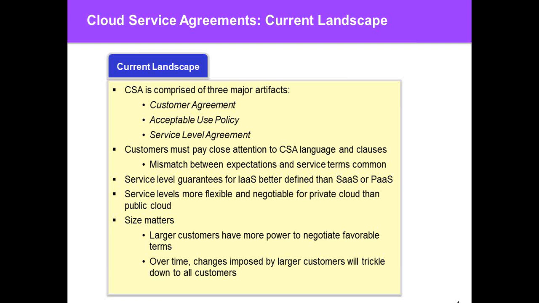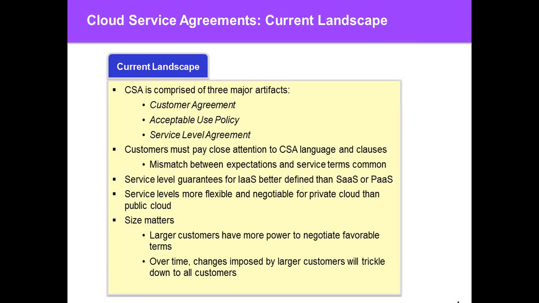Now, it is important to note that this high-level classification is not complete, nor is it uniformly adopted in the industry. There is no standard nomenclature that's used across cloud providers to specify their CSAs, and providers can modify their contract structure and terms at any time. And so as a result, customers have to pay close attention to CSA language and clauses. Otherwise, the likelihood of there being a mismatch in expectations versus actual service terms is going to be pretty high.